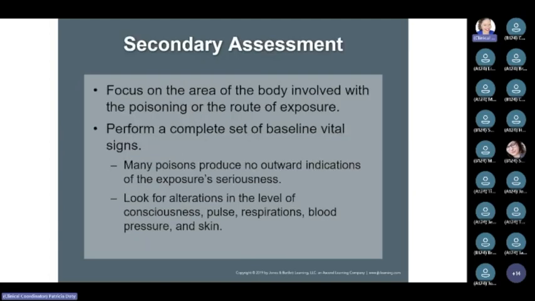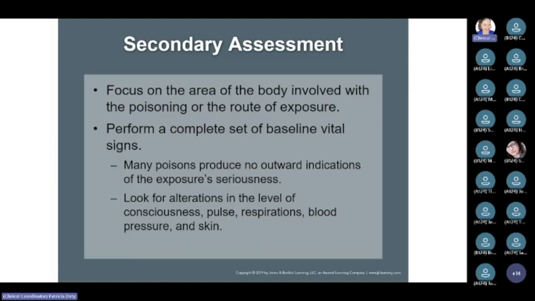And why was the substance taken? Did you do it because you wanted to commit suicide? Things of that nature. Okay, so secondary assessment, we're going to focus in on that area involved with the poisoning. So if they inhaled it, obviously lungs. If they ingested it, obviously we're looking at the GI tract. You get where we're going here, right?